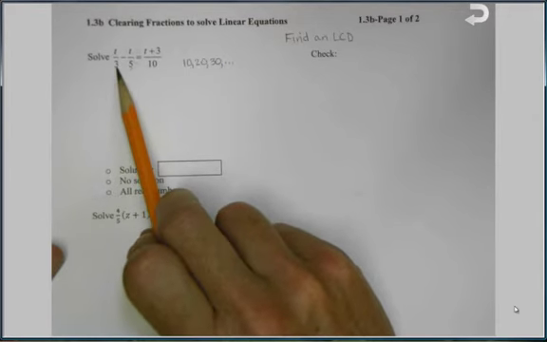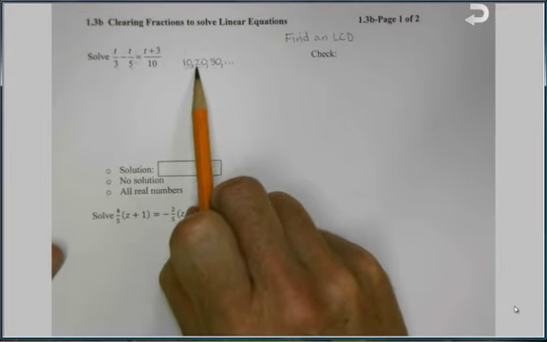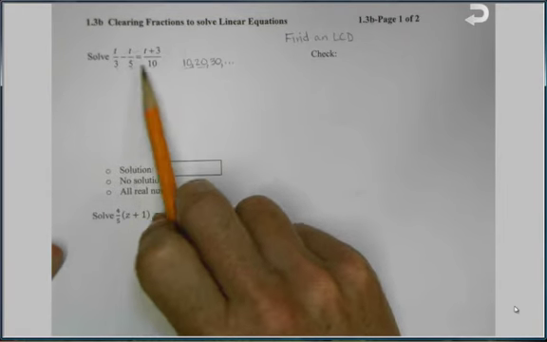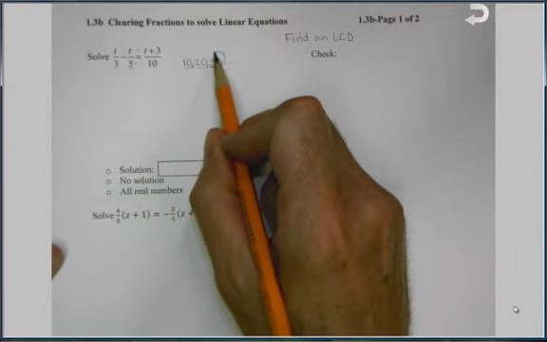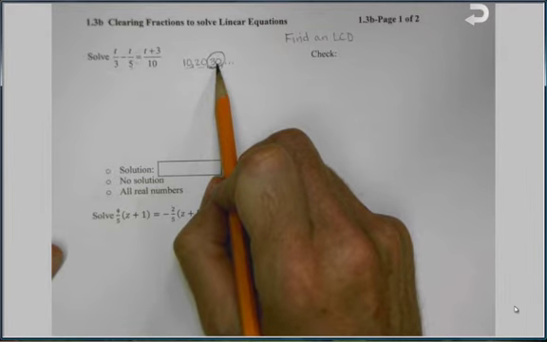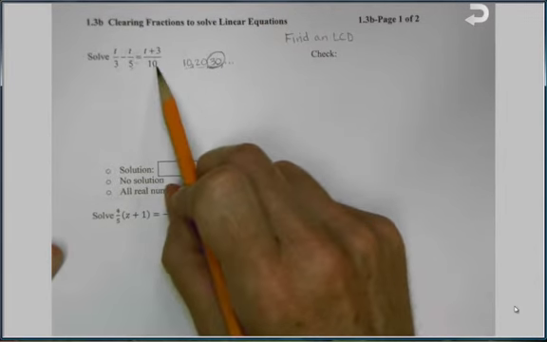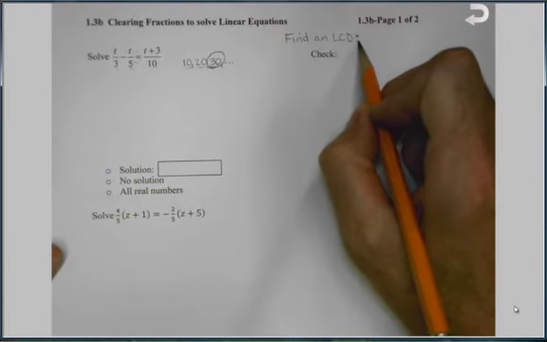Then I can look at the 3, and I'm looking for what is a multiple of 10 that's also a multiple of 3. Well, 10's not a multiple of 3, 20's not, 21 is, but not 20. And then when I look at 30, that's the first multiple of 10 that is also a multiple of 3. And because 3 goes into 30 10 times, 5 goes into 30 6 times, and 10 goes into 30 3 times, 30 is my least common multiple.